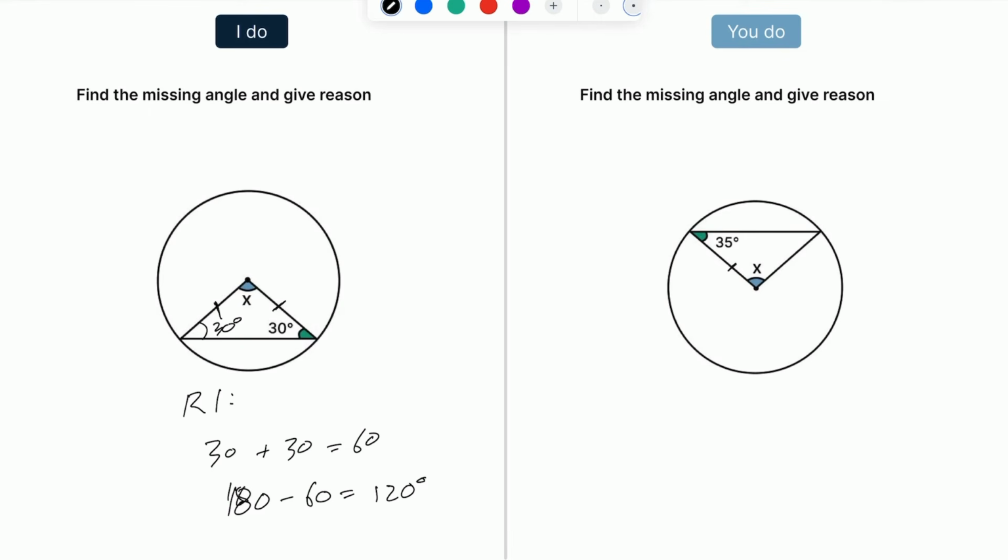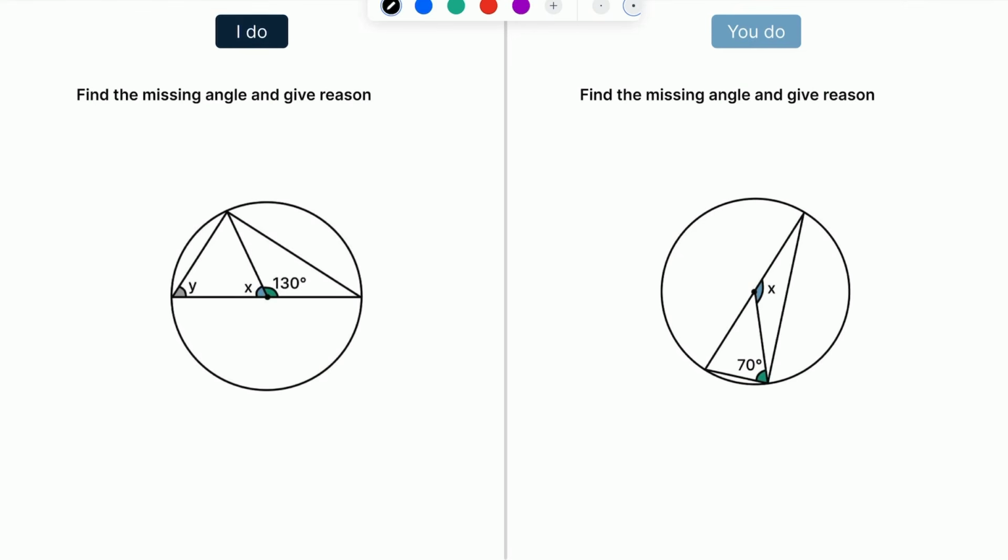And then again here, this and this are the same. So that's 35, that's 35, and that's 70. So 35 plus 35 is 70 degrees. And 180 take away 70 is 110 for x. And again, your reason is because base angles in a triangle are the same.